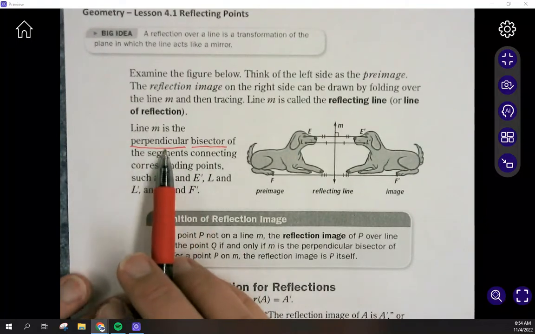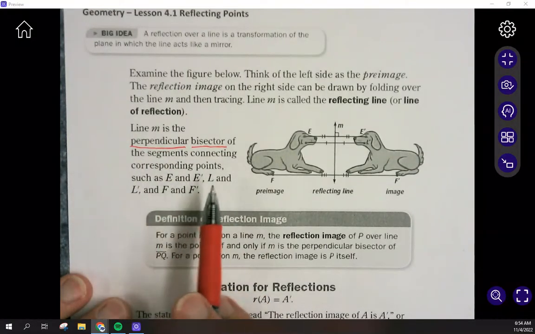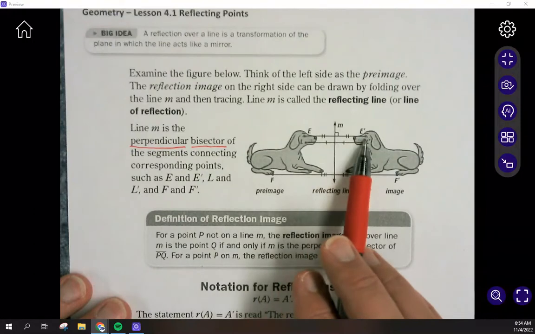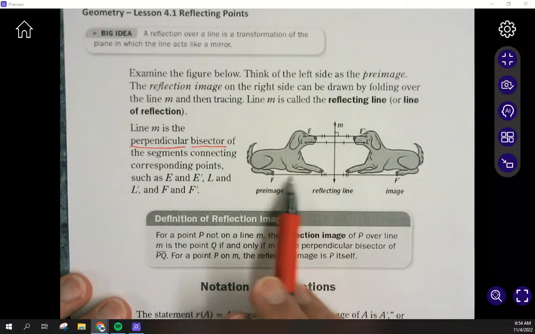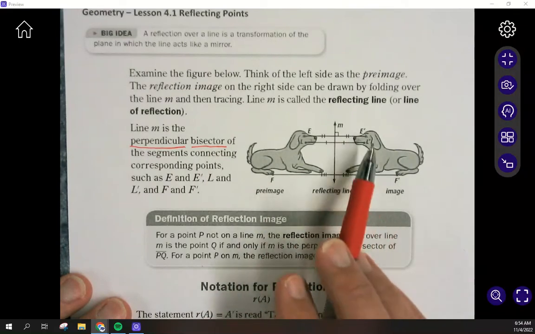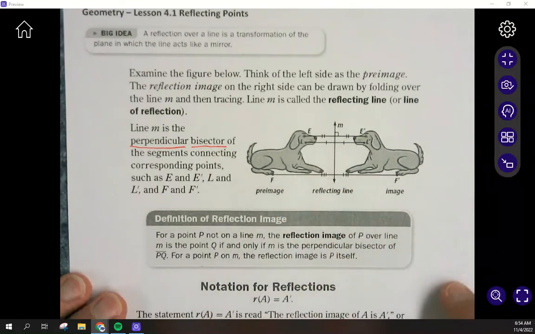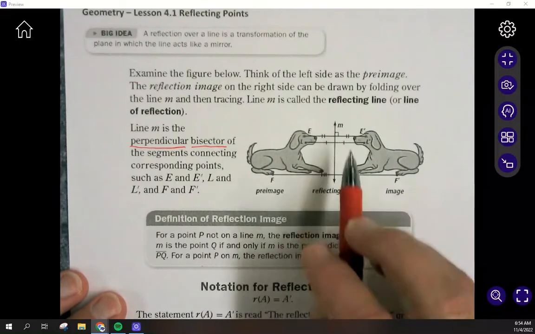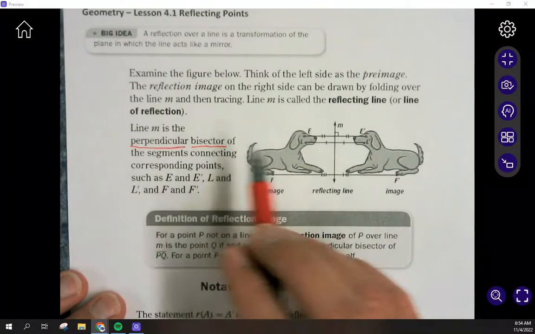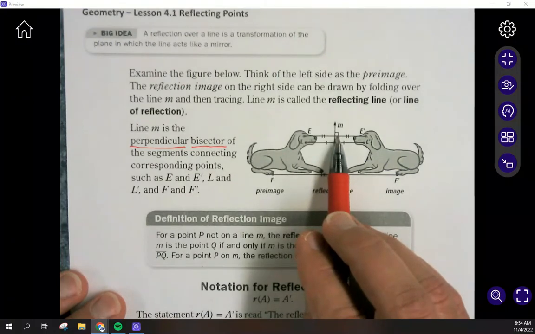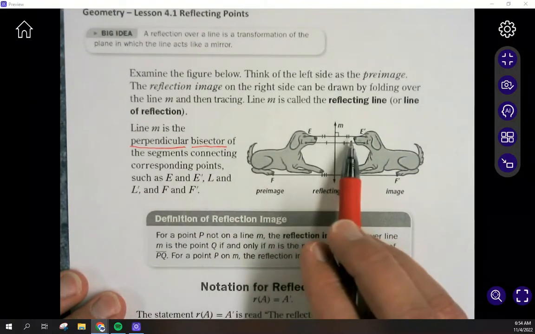Now this line is the perpendicular bisector of the segments connecting corresponding points. Corresponding points are E and the image of E, L and the image of L. And you'll notice they're matching, they're in the same spot on the dog, they'll be in the same spot on the shape. So this line is going to be the perpendicular bisector. Perpendicular meaning it hits at 90 degrees. We can see that marking here. And bisector means it's cutting it perfectly in half.